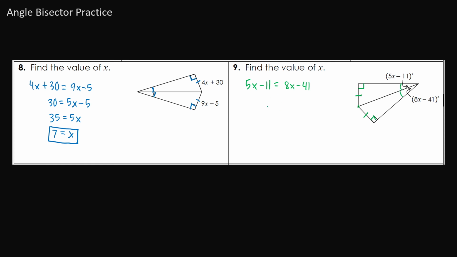And from there, solving the equation, negative 11 is equal to 3x minus 41. Let's add 41 to both sides. And we get 30 is equal to 3x. And we get x equals 10. So the value x equals 10 would satisfy the converse of the angle bisector theorem. For additional practice, try out problems 10 through 12.